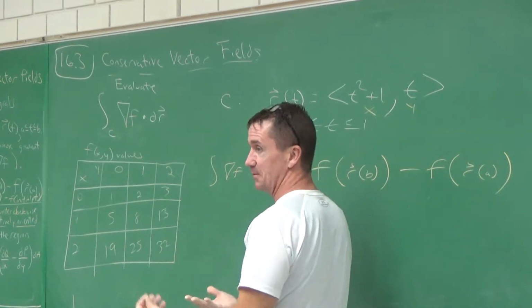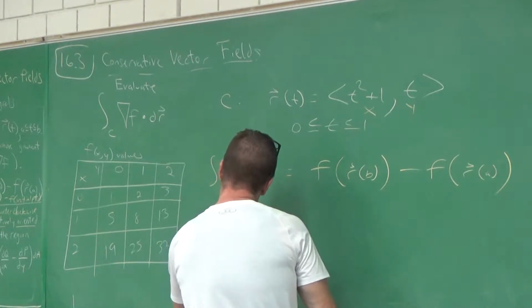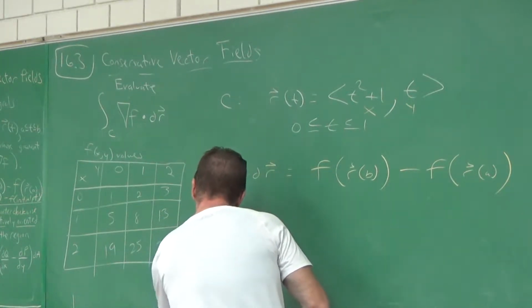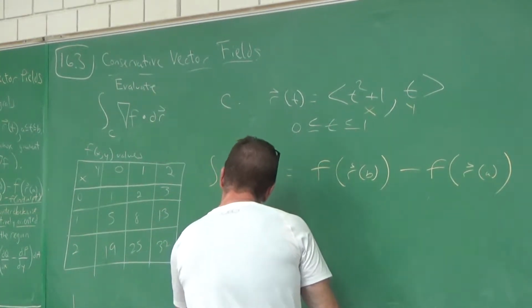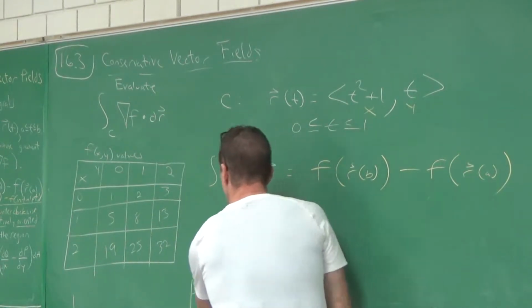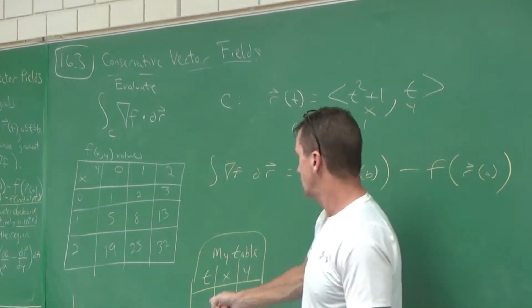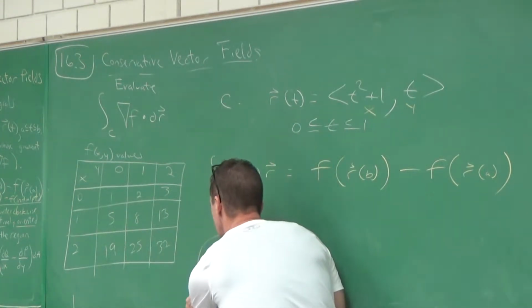So again, here we go. Let's make our table. We can call it my table. It wasn't given to me, but I'm going to make it. T, x, and y. How far are we going? 0 to 2. This can really help you when you get stuck, because you're like, what are the endpoints? I don't know. You've got to go from t equals 0 to t equals 1.